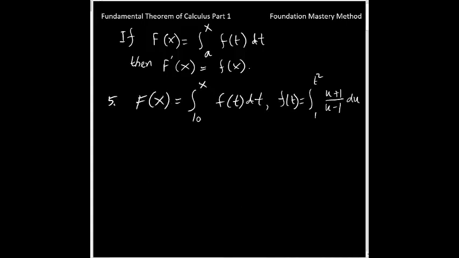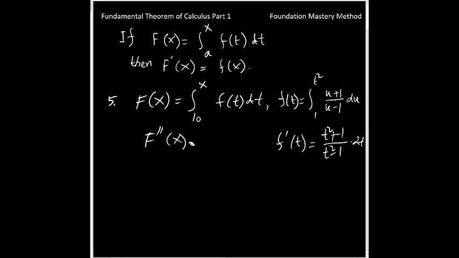Now we are given a problem. Uppercase F(x) is the integral from 10 to x of f(t) dt, and our f(t) is the integral from 1 to t squared of (u plus 1) over (u minus 1) du. So we need to find F double prime of x. So first start from here. From here we know f prime of t will be (t squared plus 1) over (t squared minus 1) times 2t. We replace u by t squared, and then at the end we take the derivative of t squared, which is 2t. So this is my f prime t.